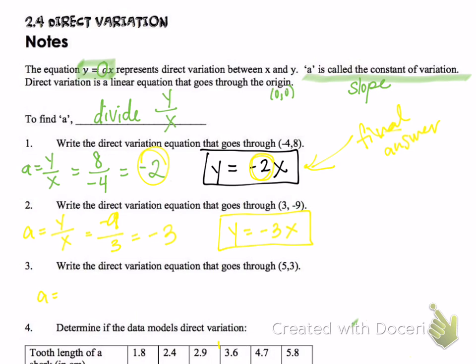So you get a equals y over x. So that would be 3 over 5. So my final answer is y equals 3 over 5x.